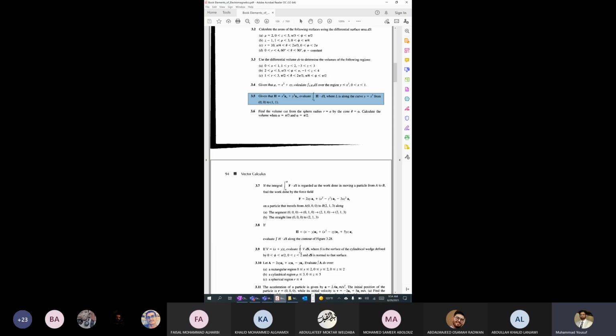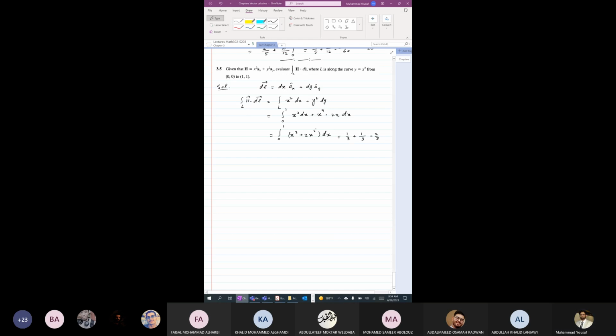Find the volume cut from the sphere radius r equal to a by the cone theta equal to alpha. Calculate the volume when theta is pi over 4, when alpha is pi over 2. Okay, so let me show you how to do this question.